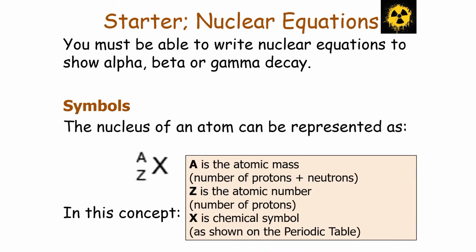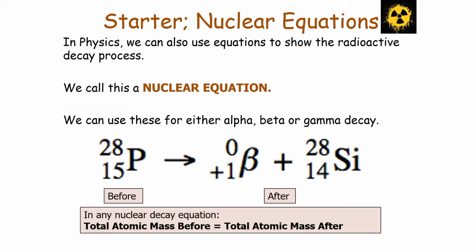So how can we represent what is found in the nucleus of an atom? Well, in this particular picture you can see that A is the atomic mass, the number of protons and neutrons, Z is the atomic number, the number of protons, and X is the chemical symbol as shown on the periodic table. Now in any nuclear decay equation, the total atomic mass before is equal to the total atomic mass after. The total number of protons and neutrons before is equal to the total number of neutrons and protons afterwards. So in this case 28 before equals 28 after, which makes sense because 0 plus 28 is equal to 28.